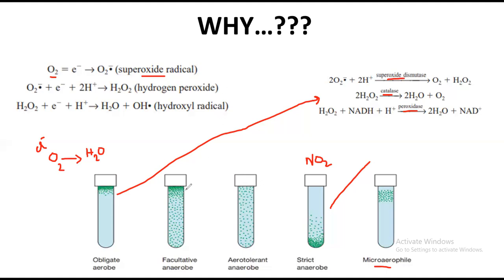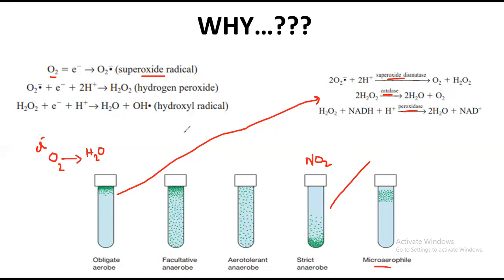If we look at the facultative anaerobes, the aerotolerant anaerobes and the microaerophiles, it is the same case. Only in obligate aerobes are all three enzymes present. In facultative anaerobes, not three but two enzymes are present, so they cannot completely deal with these harmful radicals. The aerotolerant anaerobes have only one enzyme, so they can deal with the superoxide, but not as well as the obligate aerobes. In strict anaerobes, there is no such enzyme, so they are directly killed by the superoxide.